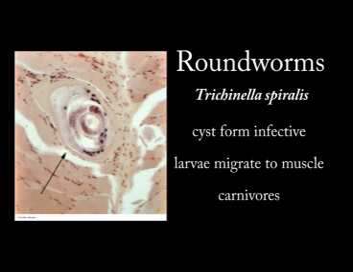The final roundworm to be observed is Trichinella spiralis. In Trichinella spiralis, the cyst form of the worm is infective. It is most often transmitted by consumption of meat. After ingestion of the cyst, larvae are present in the intestines. Larvae will then migrate out of the small intestine through the bloodstream and make their way to skeletal muscle in order to encyst again.